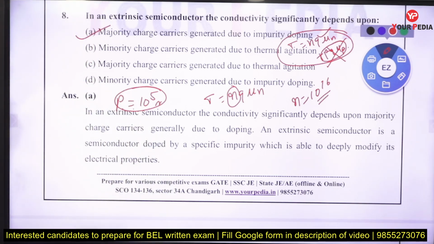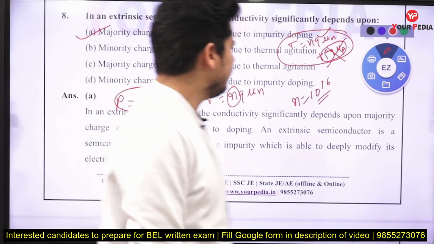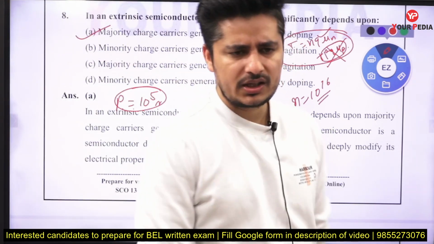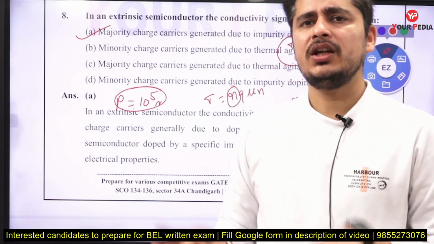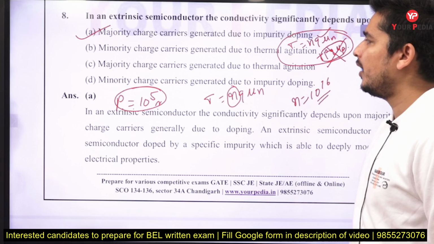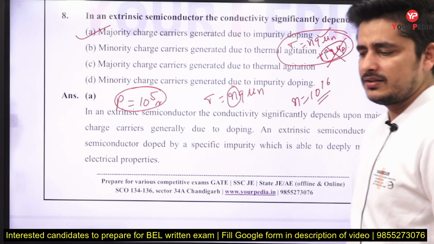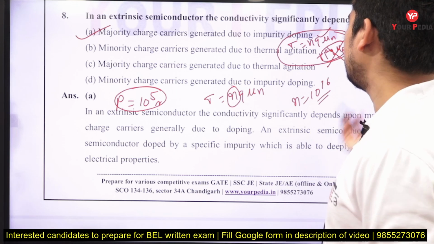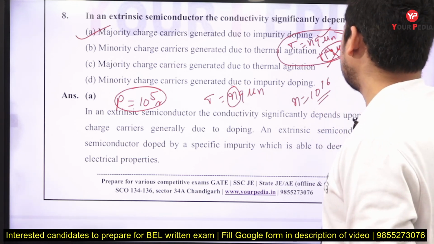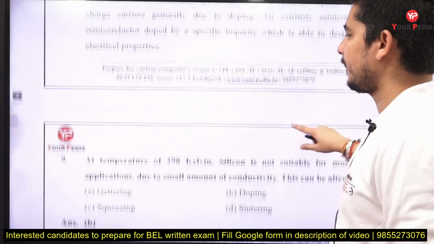Majority charge carrier is generated due to impurity doping. If I talk about thermal generation, I already discussed there will be an equal amount of electrons and holes generated, so there will be no minority carriers. Minority charge carriers generated due to thermal generation, I already discussed that thing. Due to minority carriers, it is not affecting that much. That is the main thing. Okay, so the answer is A.